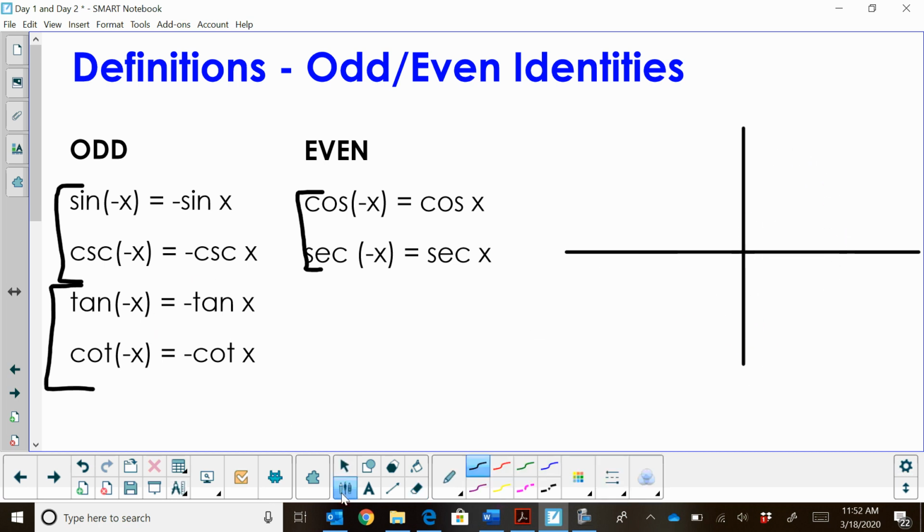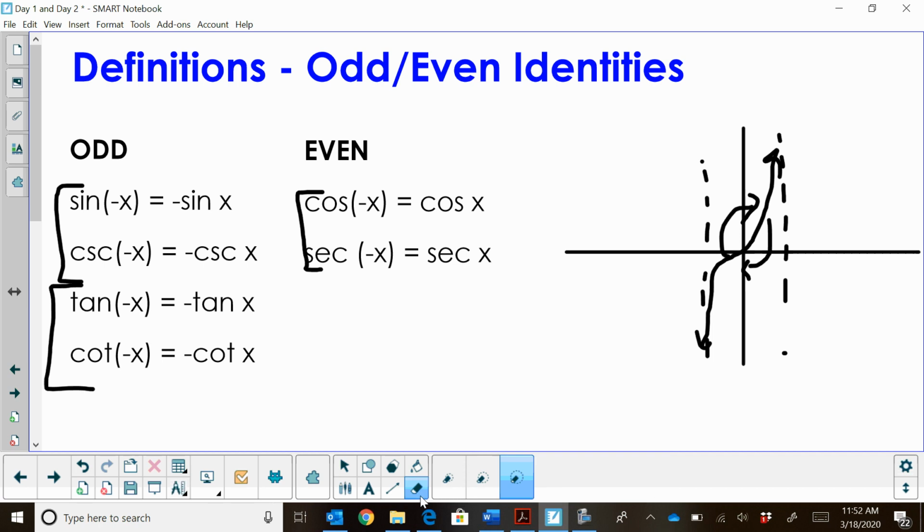Let's look at tangent. Tangent looks like this. It kind of looks cubic, but remember it's not because it's got asymptotes. But you can see indeed it is rotational about the origin. That's a very easy one to see. So that's your tangent, and it's going to be an odd function.